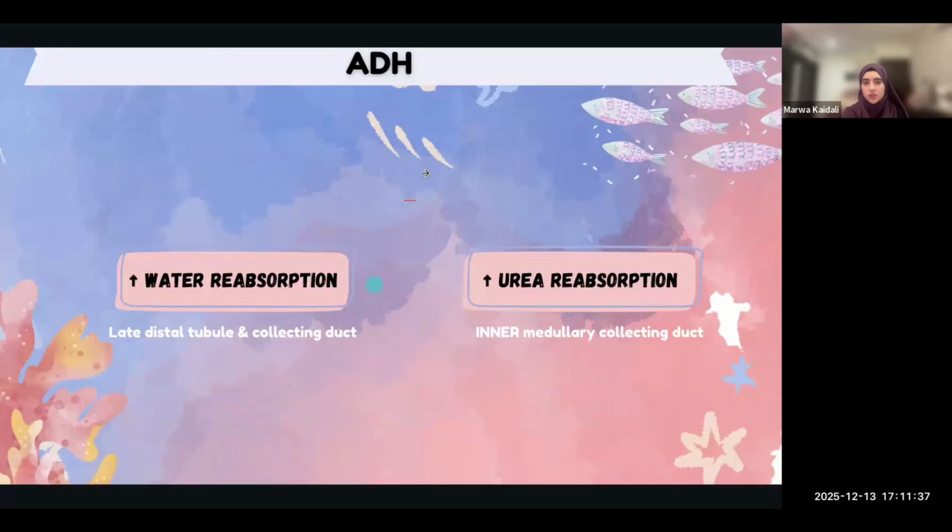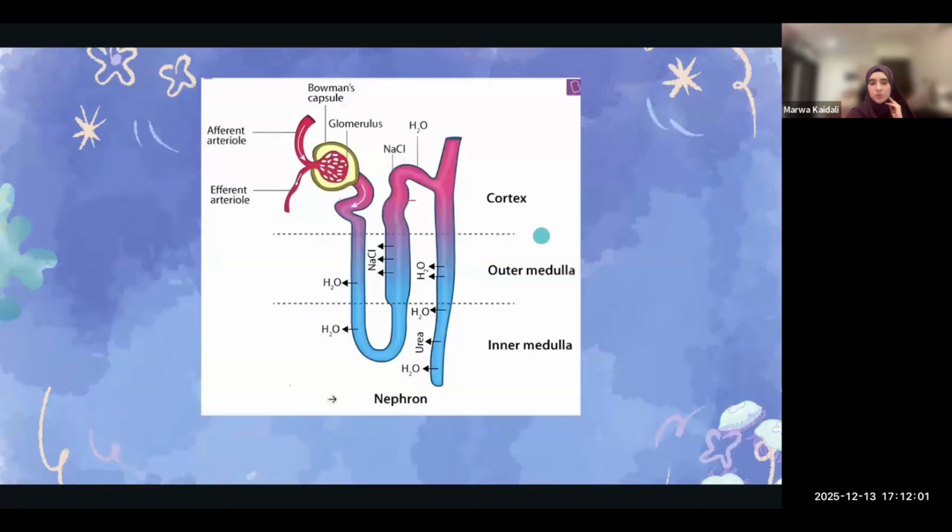So we talked about ADH already, and we said that it is responsible for water reabsorption in the late distal tubule and collecting duct. Now, something that we did not mention already is that it can also increase the urea reabsorption in the inner medullary collecting ducts. And this is going to be very important. So again, ADH can increase the water reabsorption, and it can also increase the urea reabsorption in the inner medullary collecting duct.